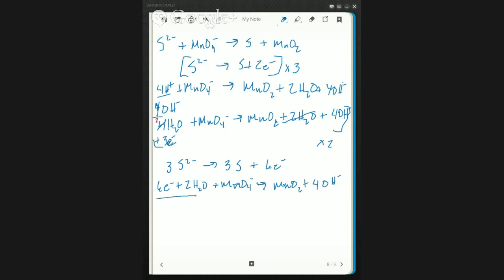Yeah, that takes care of that. Add the 2 together. Only thing that shows up on both sides are the electrons. So 3S2- plus 2 water plus our permanganate ion, which is going to yield manganese dioxide plus 4OH-.